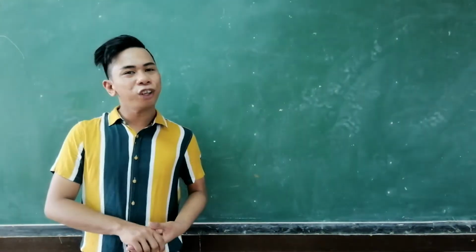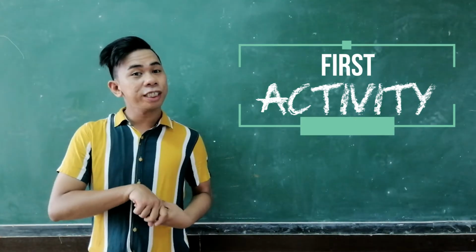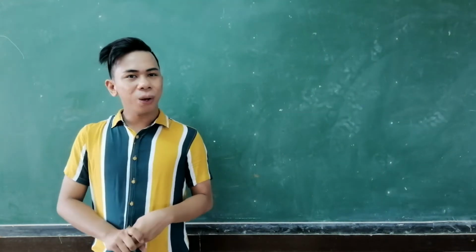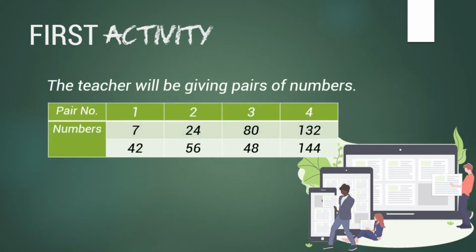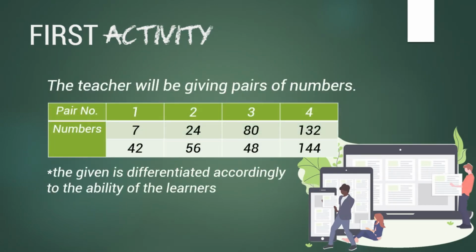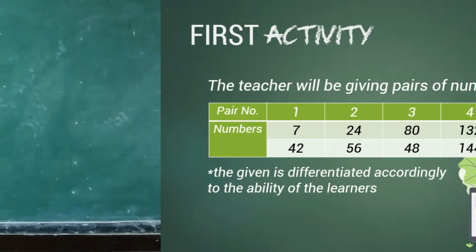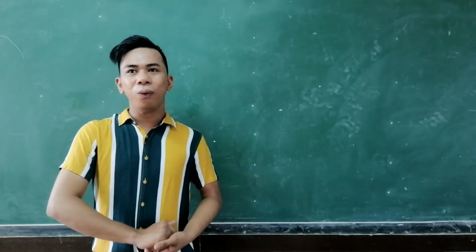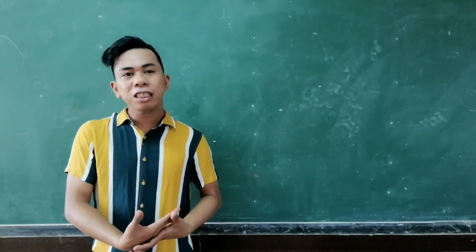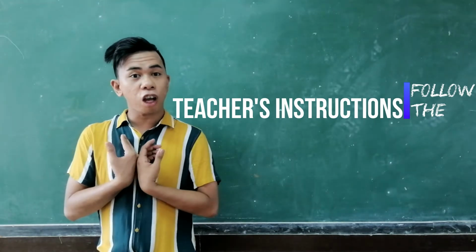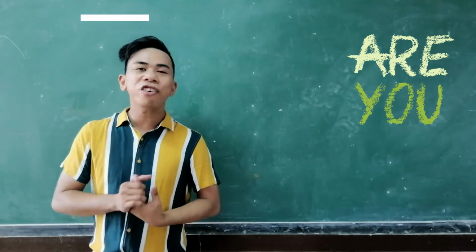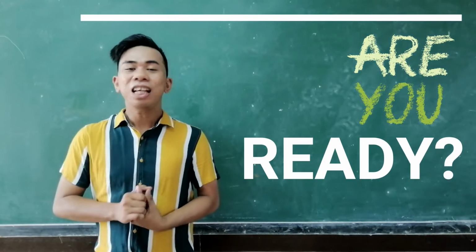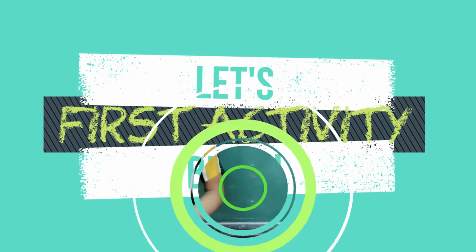So before we proceed to our topic for today, let us first have an activity. I will be giving you a pair of numbers. I prepared 4 pairs of numbers, and I will be giving you each pair, differentiated according to your mathematical ability. All you have to do is follow my instructions using those pairs of numbers. So before anything else, are you ready? If you say so, let's begin.